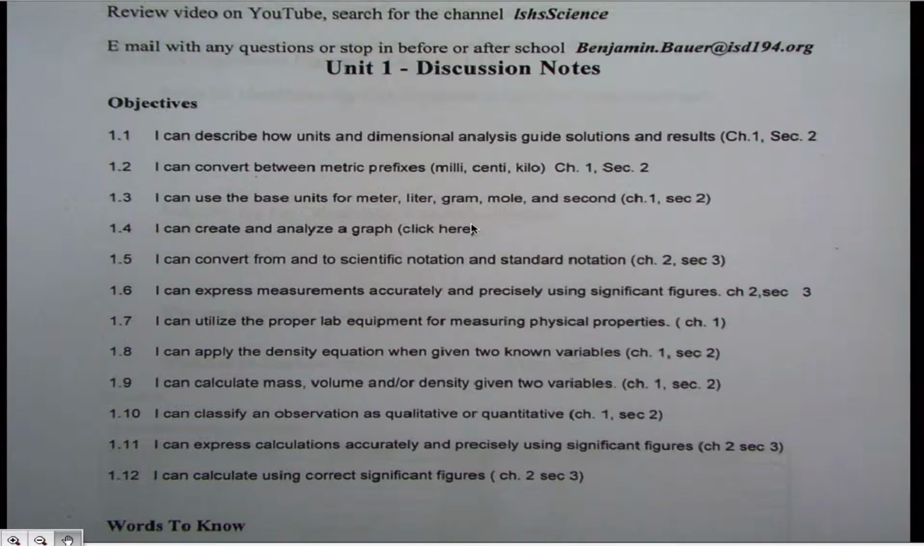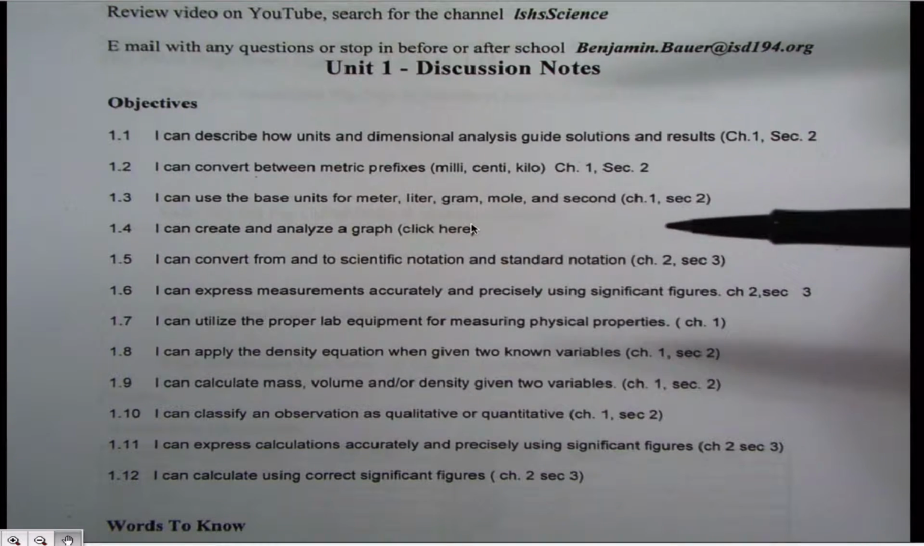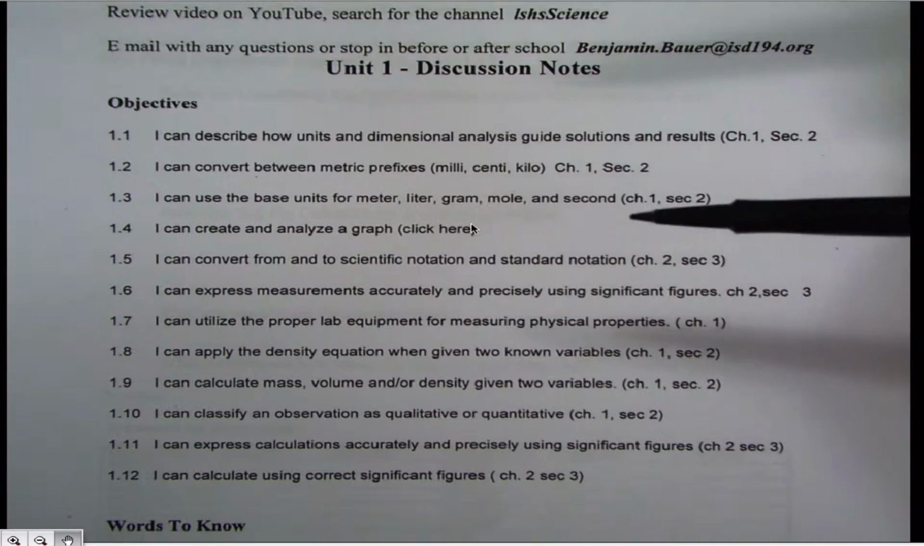Okay, here we go with the first discussion notes for Unit 1. This Unit 1 is going to talk about measuring and how to measure and how numbers work and what numbers are important, things like that.